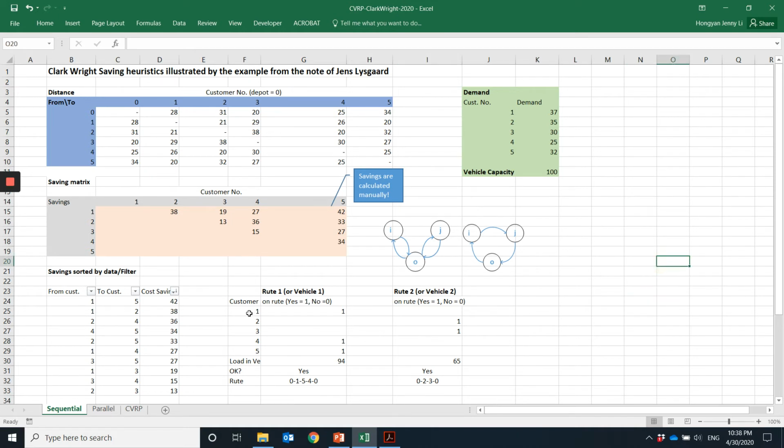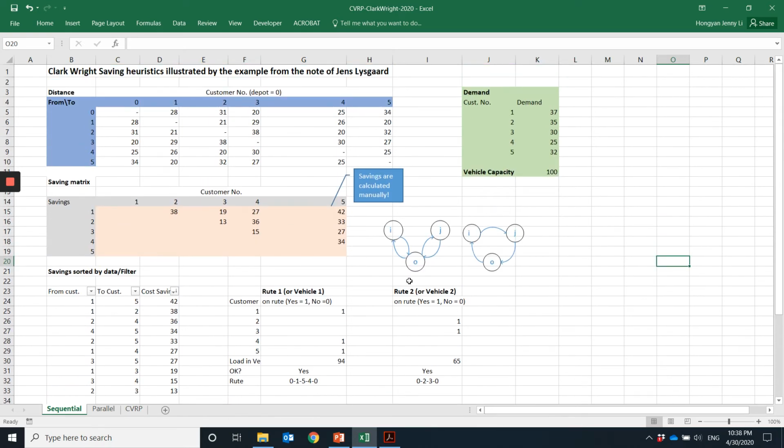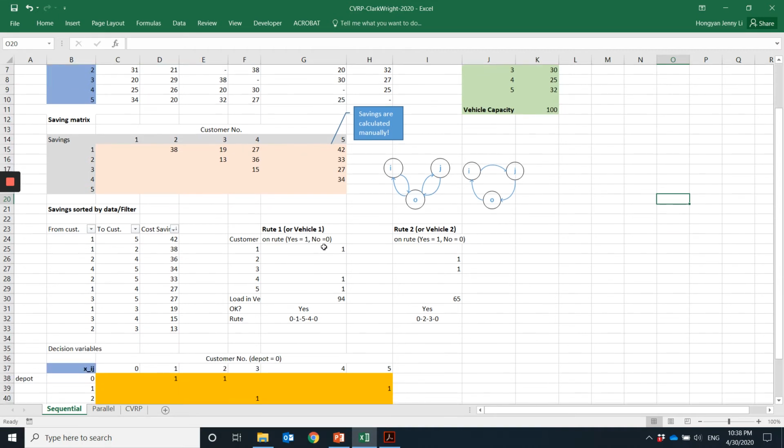So this actually is the first implementation of this heuristic method. It is actually called a sequential method. I named this worksheet as a sequential. So that means each time I only generate one route.